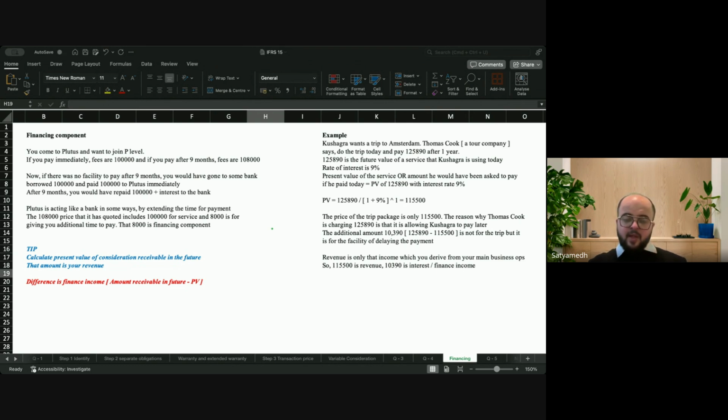So, how do you calculate the present value? Whatever is the amount payable in the future, calculate its present value into 1 upon 1 plus r raised to n. That amount is your revenue. The remaining amount is your finance income.